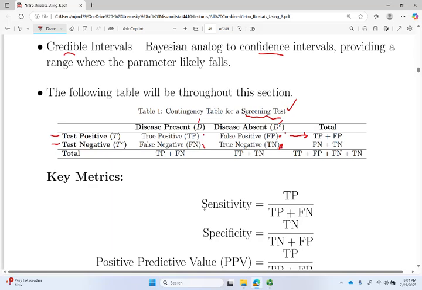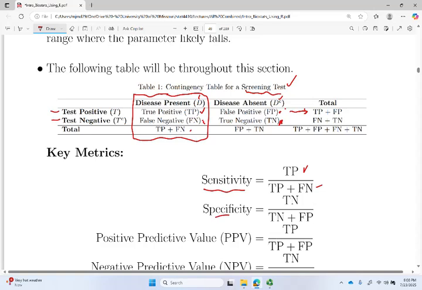Now the term sensitivity means, for those that have the disease, how many did we get correct? So it's the number of true positives divided by this total. That's called the sensitivity of the test. And specificity is the opposite. You don't have the disease and the test predicted correctly. So it's the true negatives over everyone that didn't have the disease.